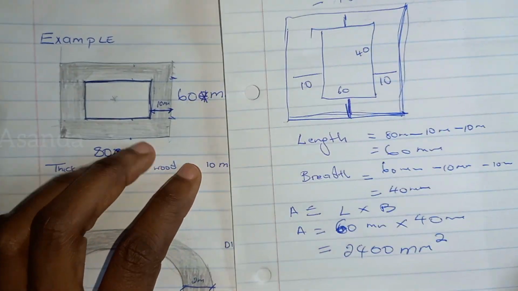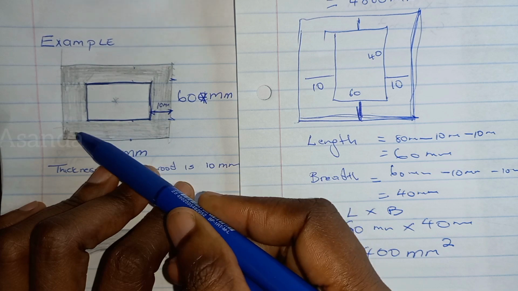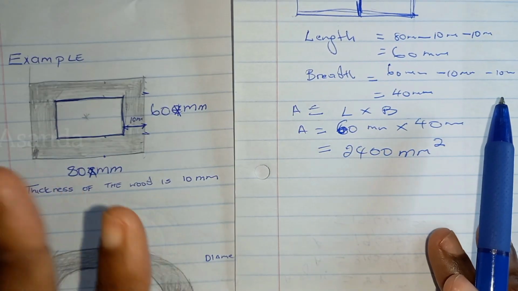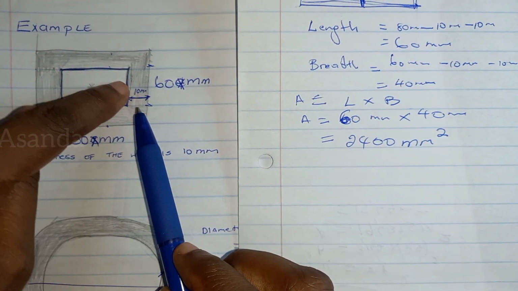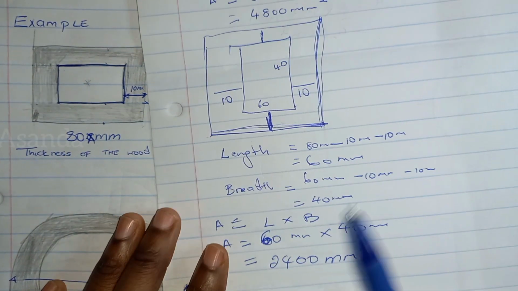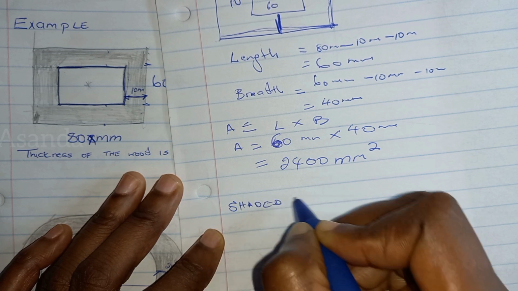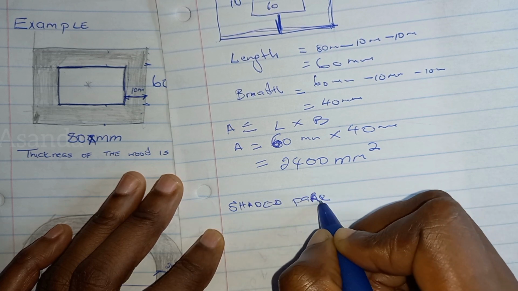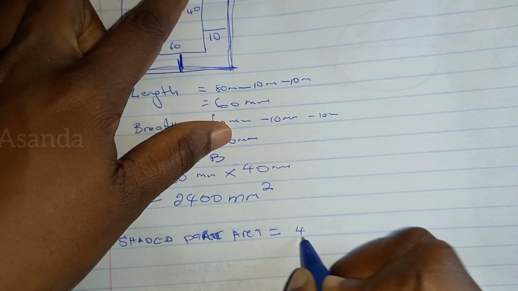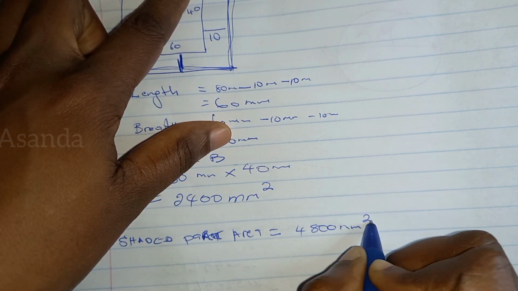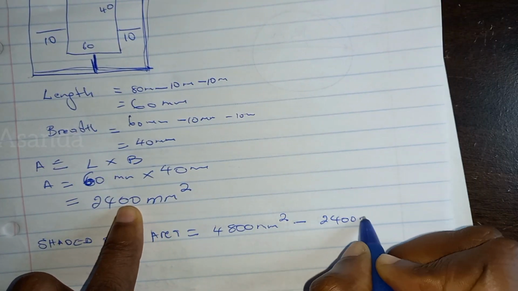Right. Another question that could be asked is, what is the area of only the shaded part there, or the wooden part if you like? Now the shaded part is easy to calculate. You take the area of the whole thing, you minus the area of the small one. So we said the area of the whole thing is 4,800 millimeters squared. We minus the area of the tiny little box inside, which is 2,400 millimeters squared.